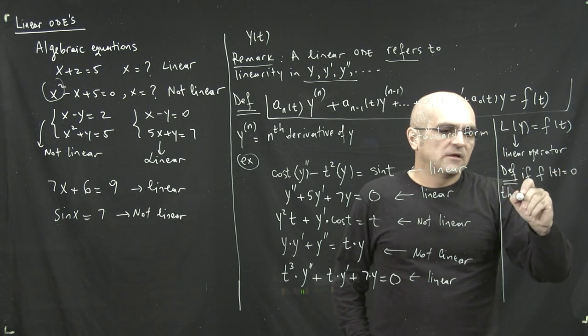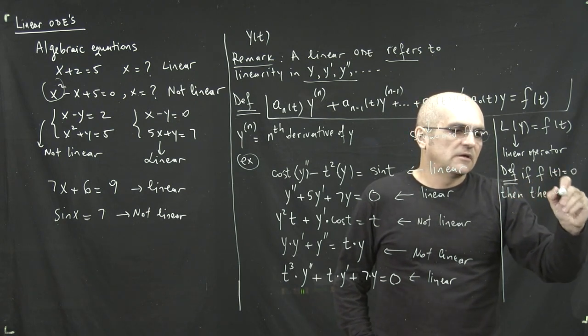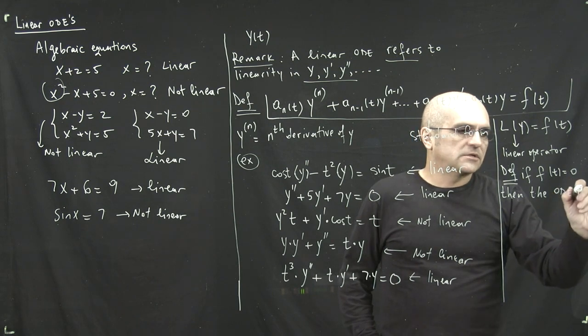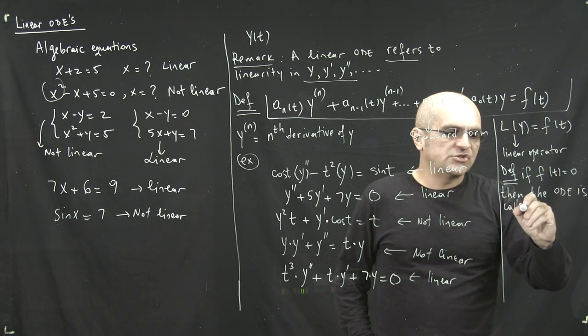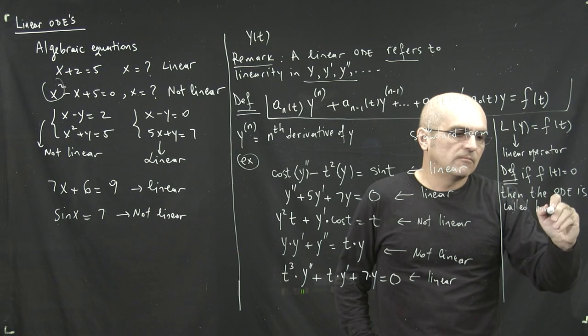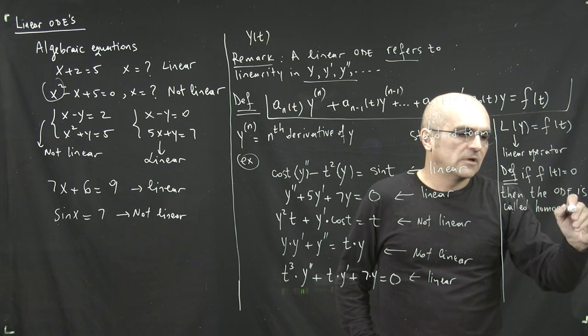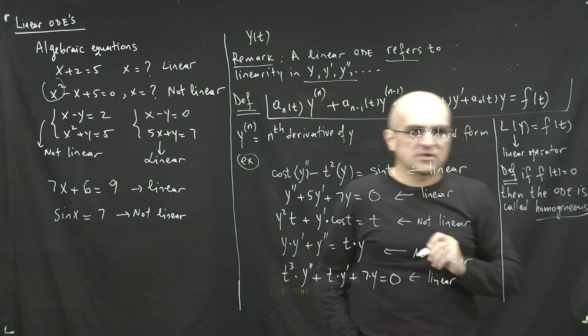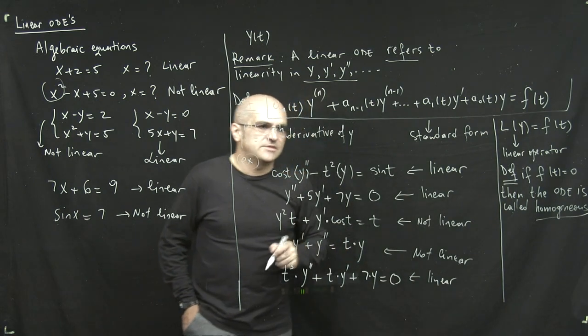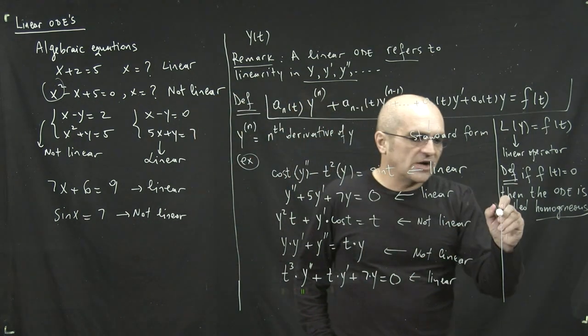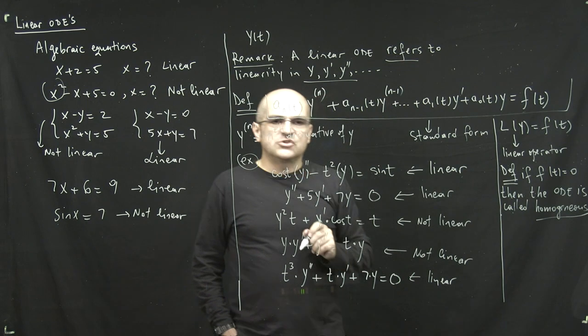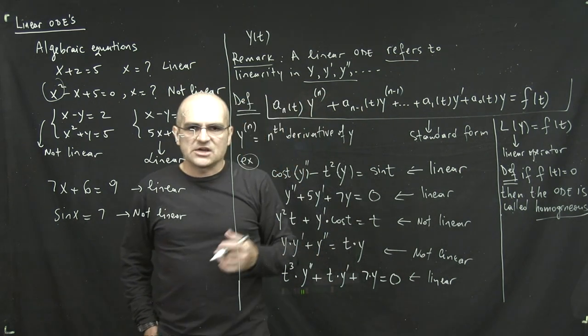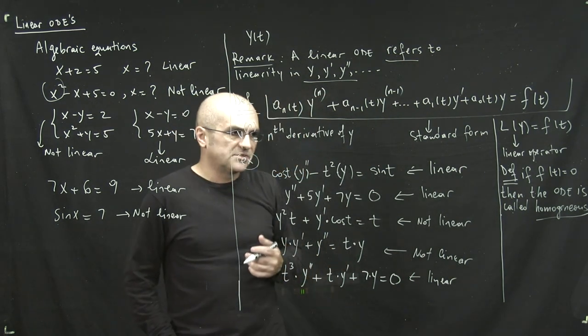Another very important definition: if f of t is 0, then the ODE is called homogeneous. That's another important term, because again, you will see the way to solve these differential equations is to actually deal with the homogeneous part of the equation first. You will see actually in today's lecture this concept.